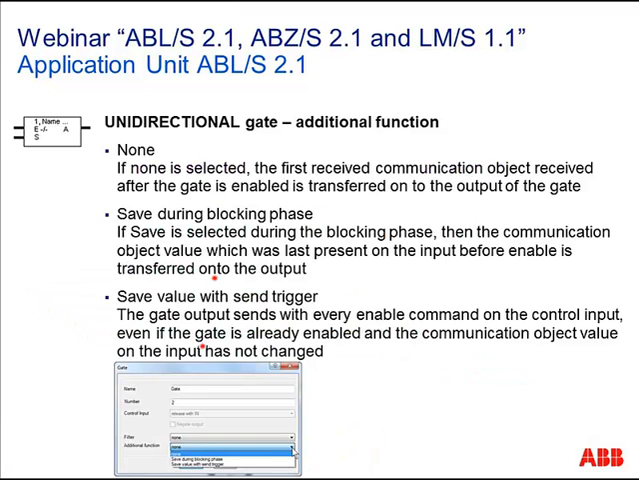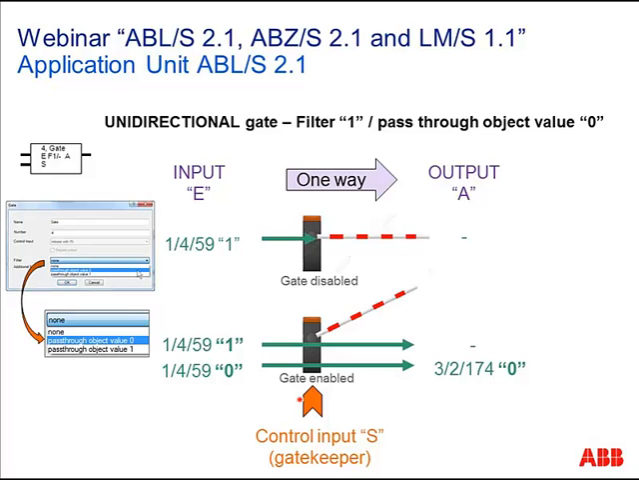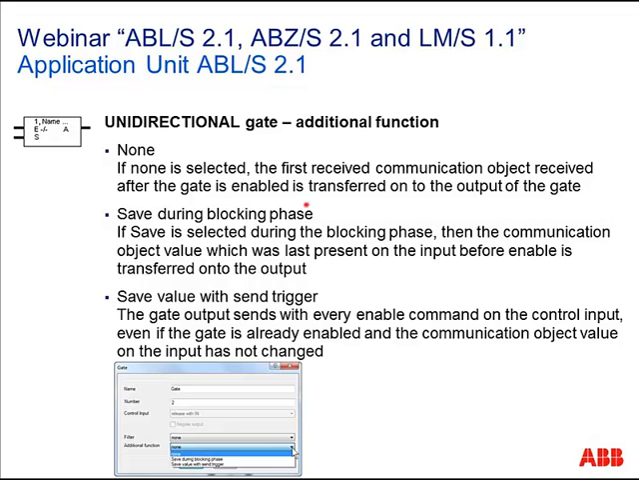Additionally, a parameter of such a gate is, for example, you can say no function. What does it mean? When our gate is closed or blocked and it receives a telegram, nothing happens on our output. When the gate is then enabled, with the next telegram on our input, it is forwarded to the output. But we can also have a nice feature, a parameter called save during blocking phase. Now the telegram on the input will be saved, and if we enable our gate, it will be forwarded to our output.